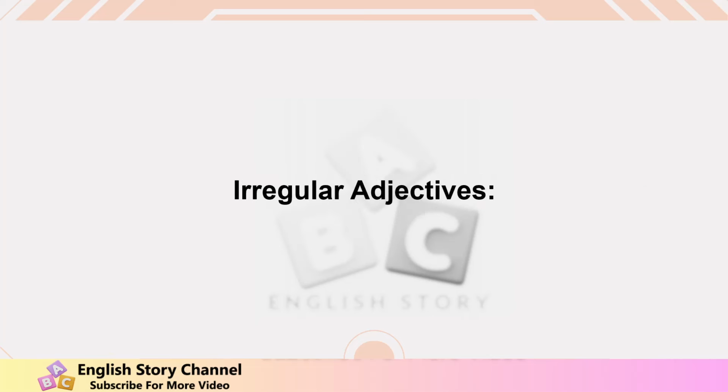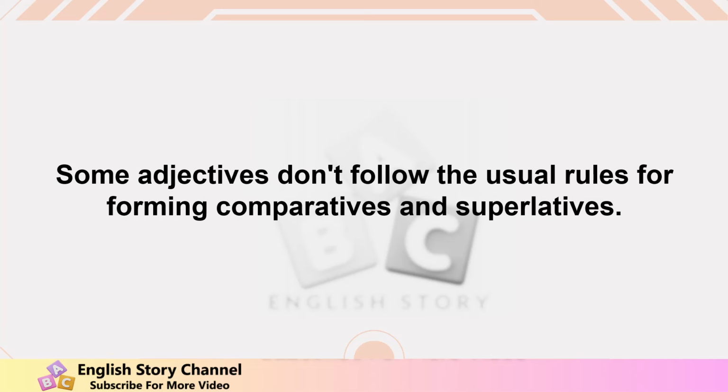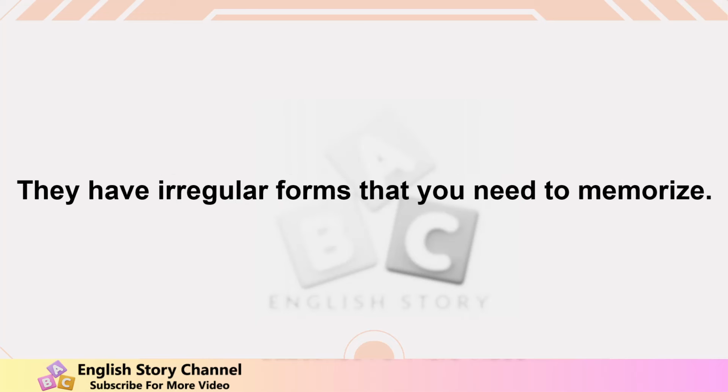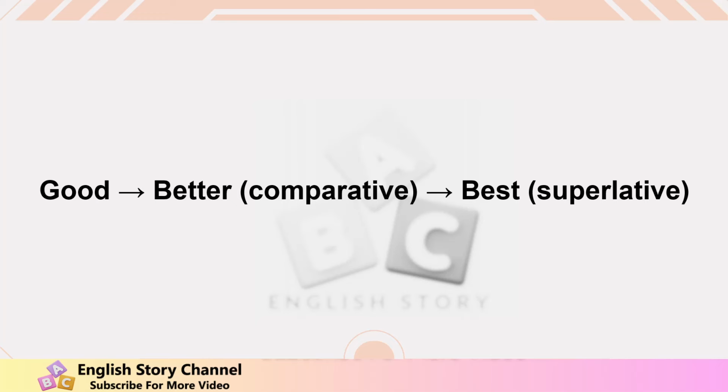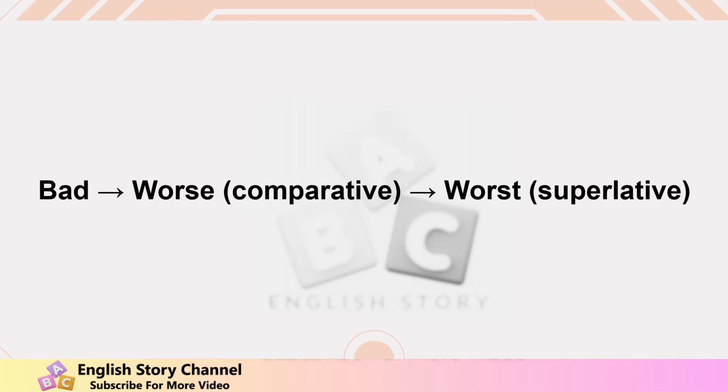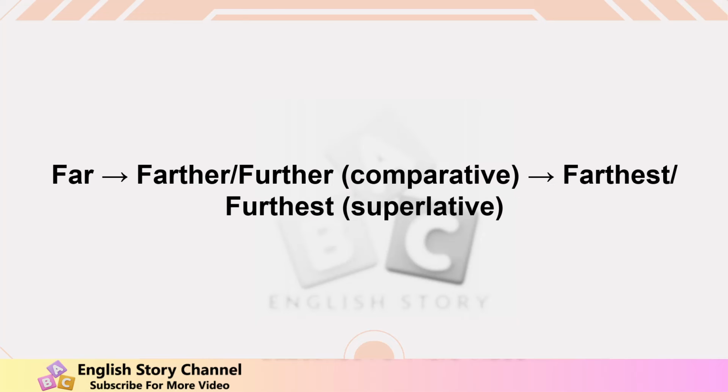Irregular adjectives. Some adjectives don't follow the usual rules for forming comparatives and superlatives. They have irregular forms that you need to memorize. Good, better (comparative), best (superlative). Bad, worse (comparative), worst (superlative). Far, farther, further (comparative), farthest, furthest (superlative).